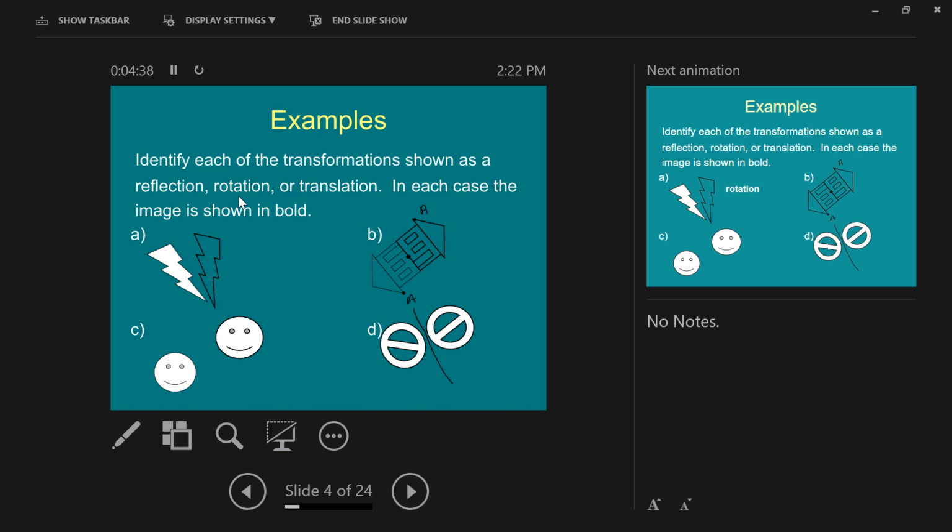Okay. Next, they have these images drawn for you, and they want you to take a second and identify what type of transformation each one of these pictures shows. So under each image or beside each image, I want you to tell me if it's showing dilation, rotation, translation, or reflection. I'll give you just a second to go through and answer those 4.